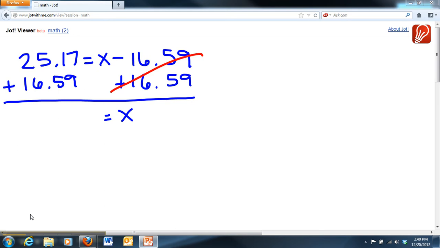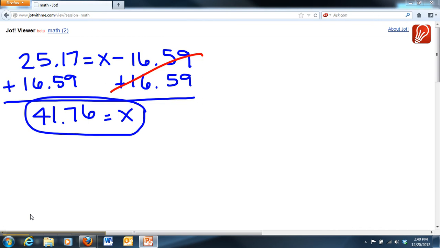On the left-hand side, we're going to add 25 17/100 and 16 59/100. And we will get 41 76/100. That is our solution to our equation.